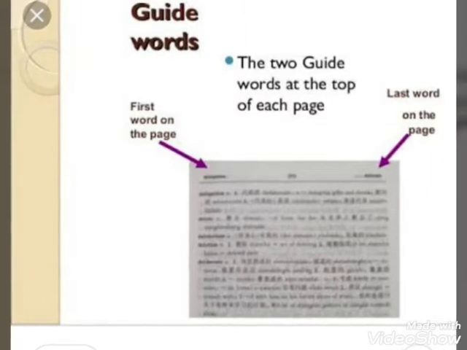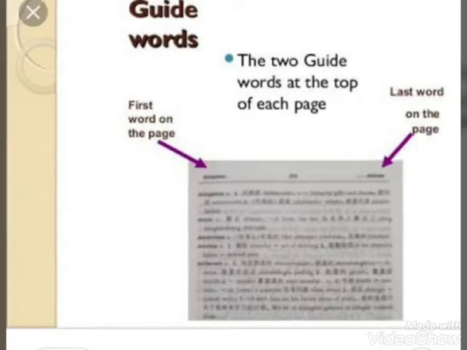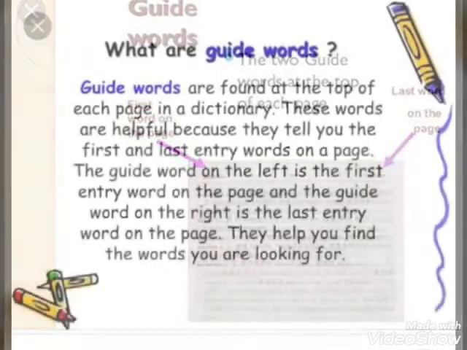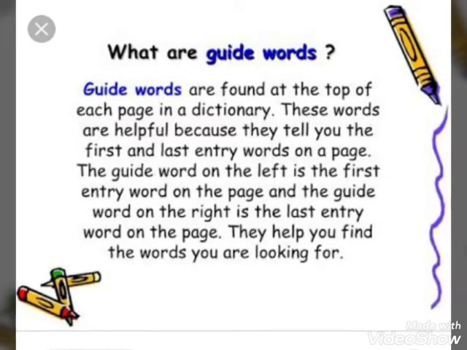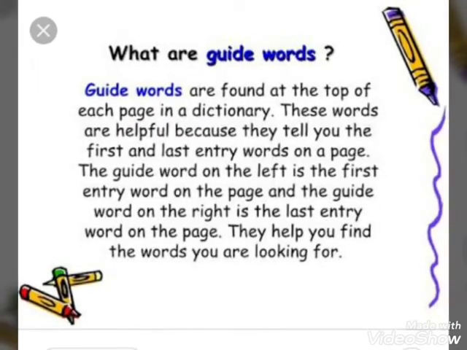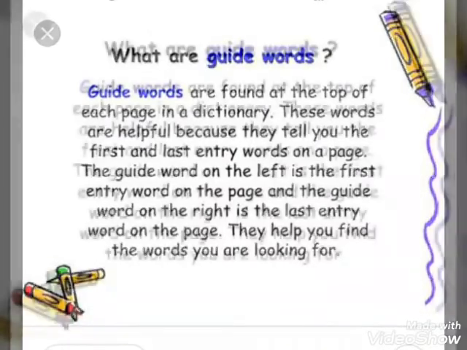Now in the dictionary, all the words begin with a bold black type ink, isn't it? It is written in bold letters. Those words are also called entry words and they are arranged in alphabetical order.